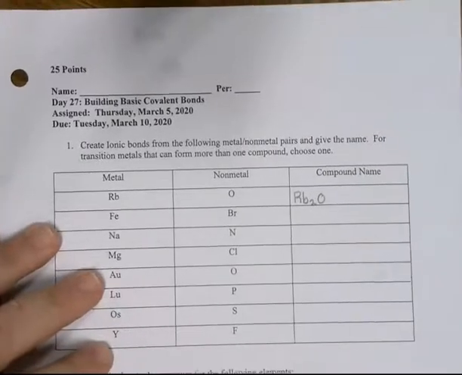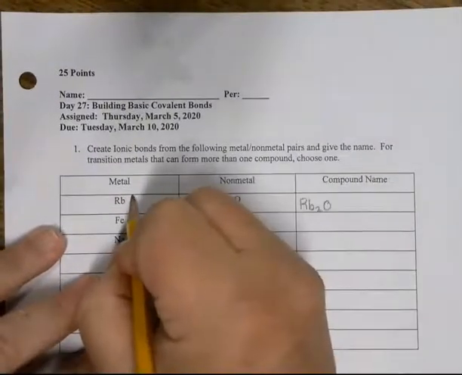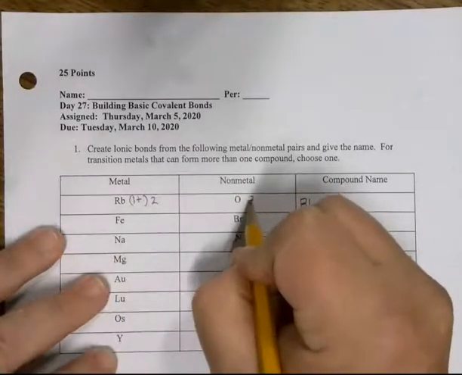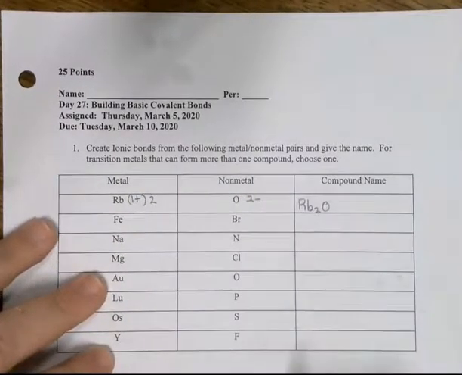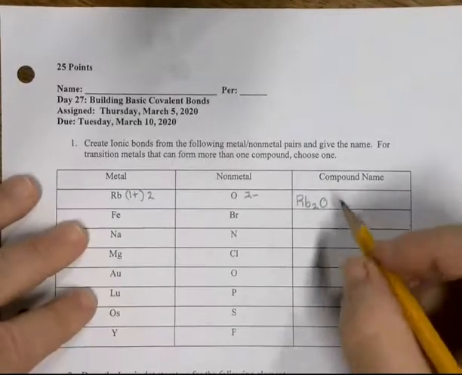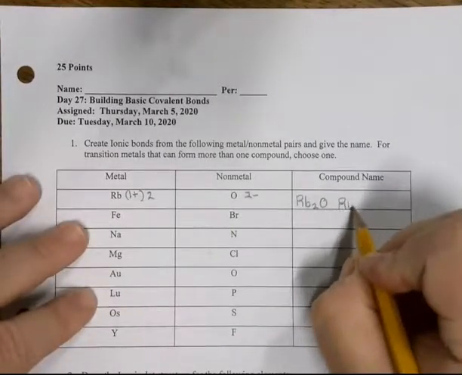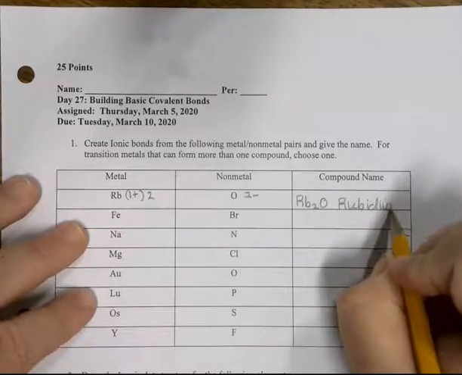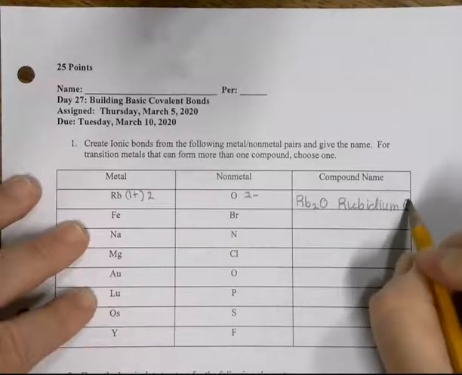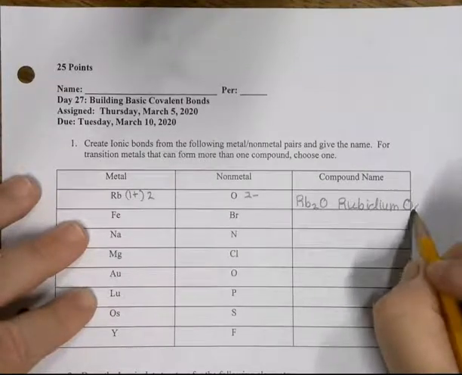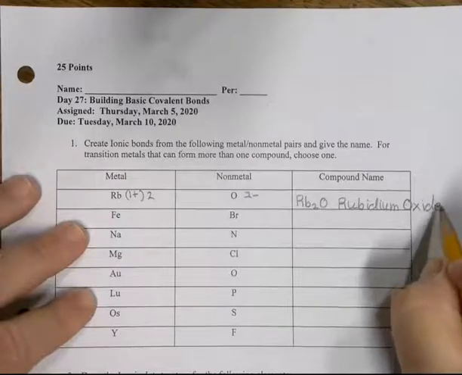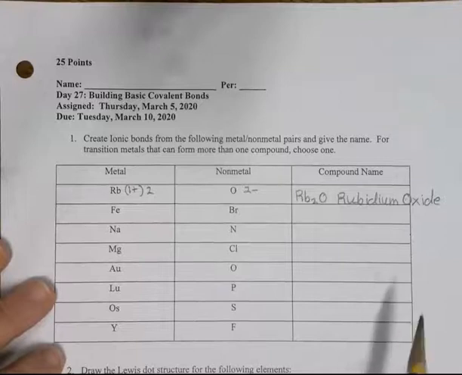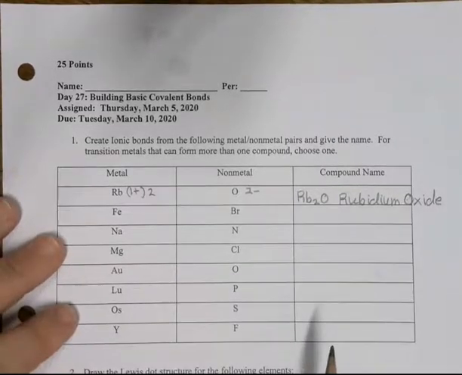Rb2O. This has a 1+, and you need 2 of those to balance with the 2- of oxygen. It asks you for the compound name, so let's go ahead and give that. It's rubidium. So the name of the cation does not change. The name of the anion, and the anion always comes second, is you just change the ending to IDE. So anything with oxygen would be oxide, rubidium oxide. Okay, let's go on to the next one.